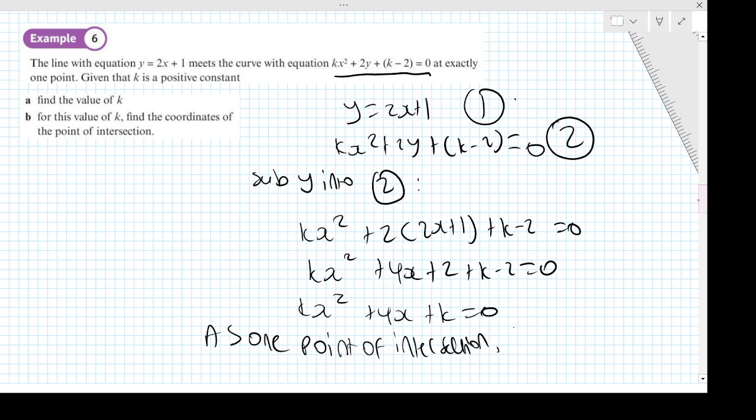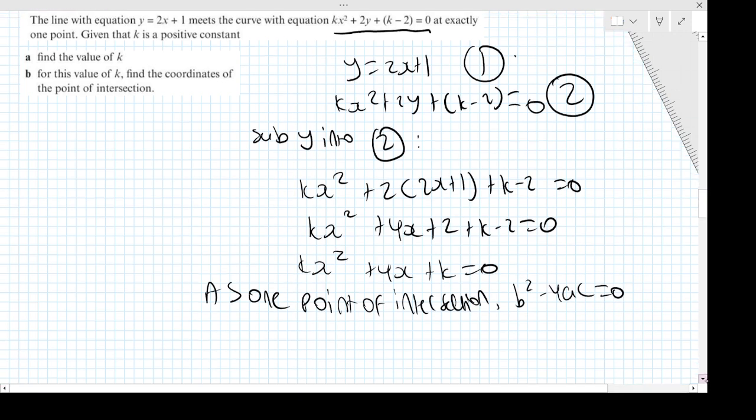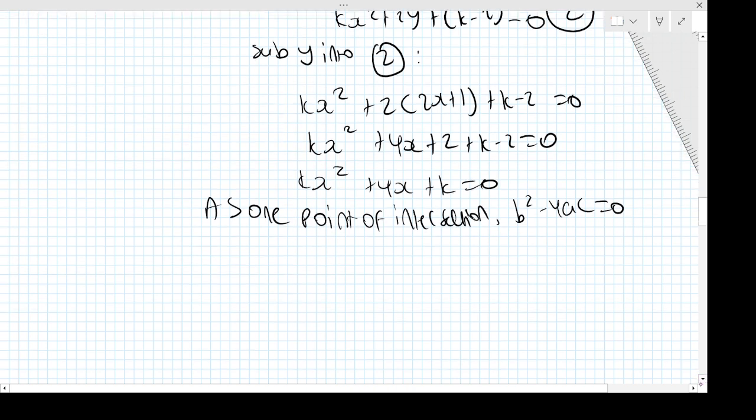That means the discriminant here, b squared minus 4ac, has to equal 0 to give only one distinct solution because there's only one point of intersection. Okay, so then let's just deal with the discriminant because then that'll help us find k. So b squared would be 4 squared, that'd be 16. Minus 4 lots of a, which would be k. Lots of another k, which would be k. Lots of c, which would be k as well, equals 0.